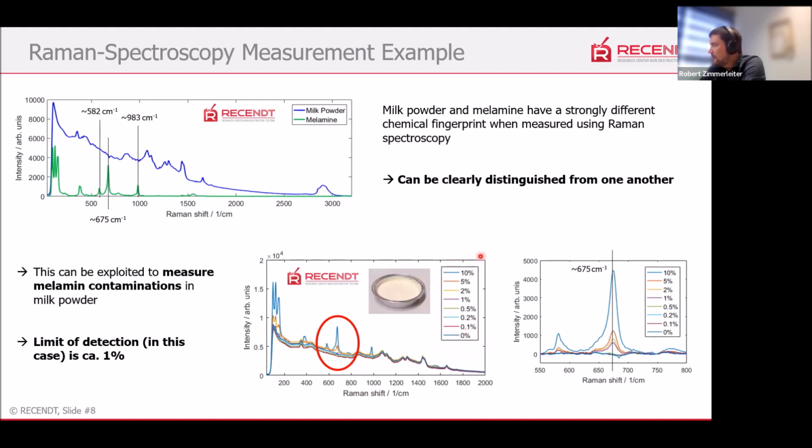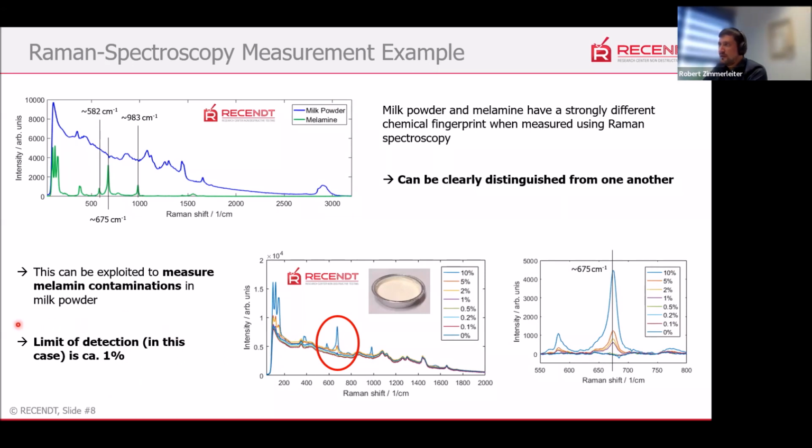graphs from milk powder mixed with melamine powder in different concentrations from 0 to 10%. And on the very right side, we can see a zoom in on the characteristic Raman band at 675 that is only present in melamine and not in the milk powder. And we can see the more melamine is in the sample, the higher this peak is. And we can go down to a concentration of about 1%. And after the 1%, we cannot see the Raman signal anymore because the concentration is just too low. So in this case, we have a limit of detection of approximately 1%.